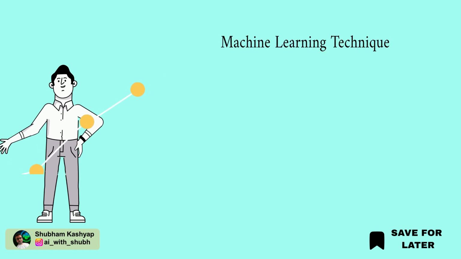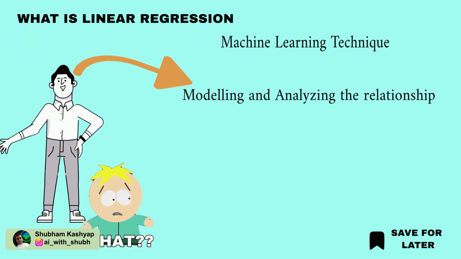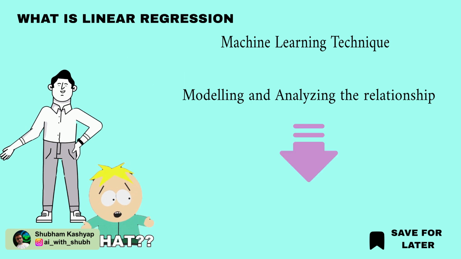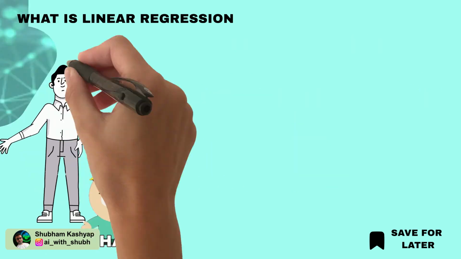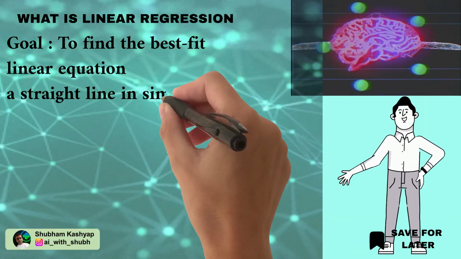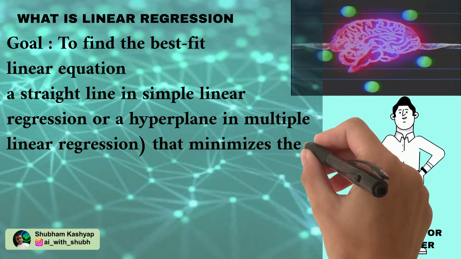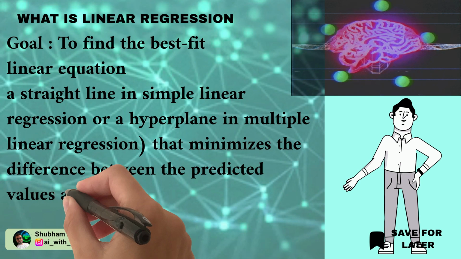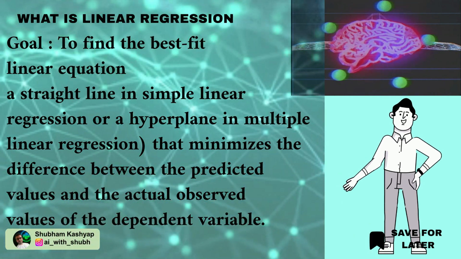Linear regression is a machine learning technique used for modeling and analyzing the relationship between a dependent variable and one or more independent variables for linear data. Goal: to find the best fit linear equation, a straight line in simple linear regression or a hyperplane in multiple linear regression, that minimizes the difference between the predicted values and the actual observed values of the dependent variable.